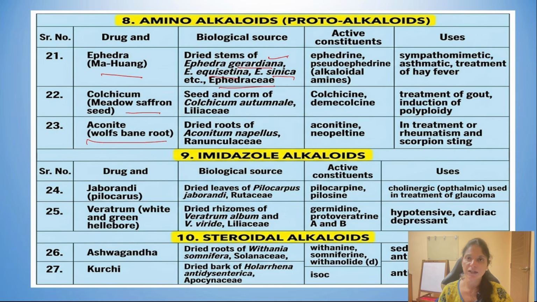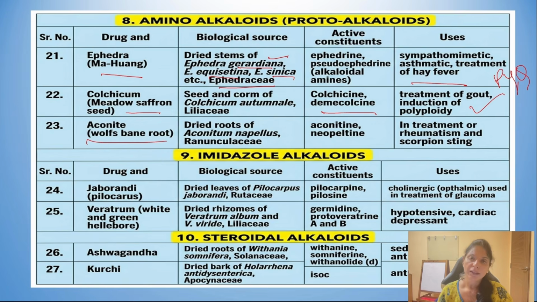And colchicum, this is the seed and corm of Colchicum autumnale, belonging to the family Liliaceae, and colchicine and demecolcine are the active constituents. And here the most important point, the most repeated PYQ, is that it is used in the treatment of gout and polyploidy. This is very, very important in the case of colchicum.